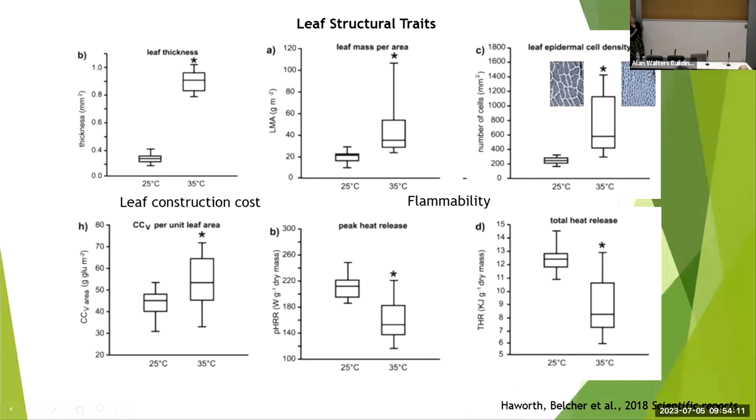On the left, we have what's called peak heat release rate, and this is like the maximum intensity of flaming that leaf gives when it burns. And then the other property, which is called total heat release, is the total amount of energy that leaf releases when it's burning. And we can see that in both these cases, they were decreased at 35 degrees centigrade in Ginkgo biloba, I should say.